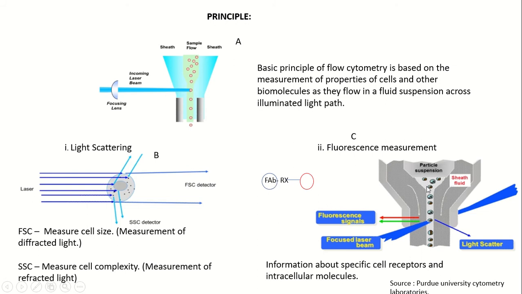Now when all these cells are allowed to pass through this stream, one cell out of several cells interacts with this laser beam. Due to that interaction, since it has the fluorophore-conjugated antibody on the surface, upon excitation it will emit light, or undergo the process of fluorescence.